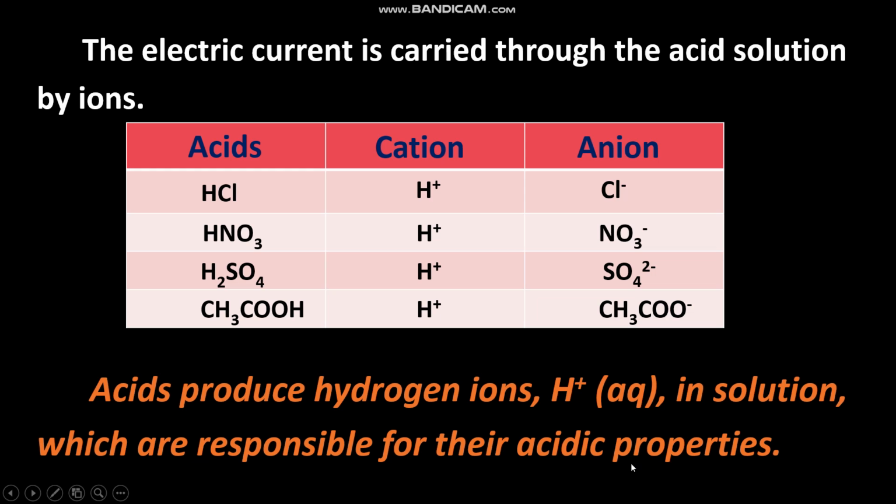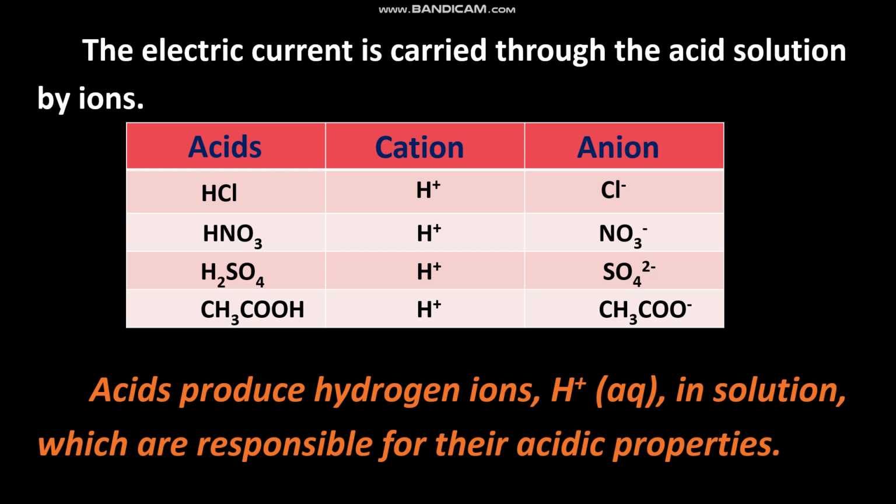Aq means aqueous solution, solution in water. In solution, they are responsible for their acidic properties. So, what is responsible for the acidic property of acids? These H plus ions produced in the solution. All the acids produce H plus ions in solution. These H plus ions are responsible for the acidic properties of these acids.